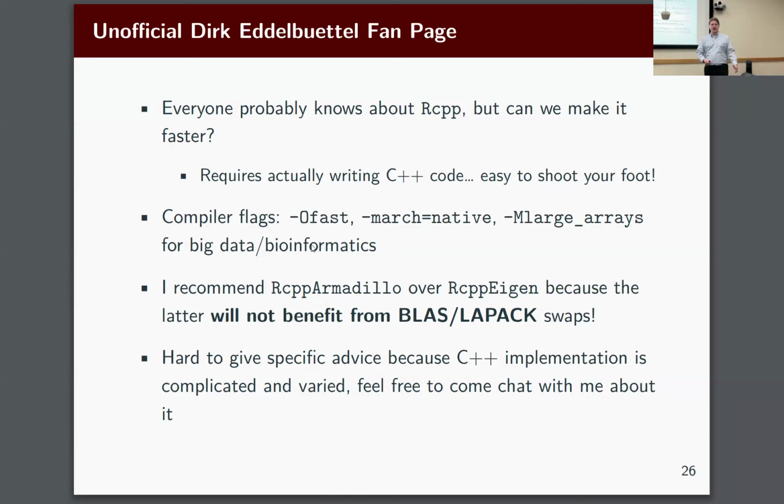One thing is avoid deep copies. If you use STL, the standard library C++ objects, in many cases, it will copy things from R, which means you'll be keeping two copies in memory. Don't do that. Only keep one copy. So use shallow wrappers.